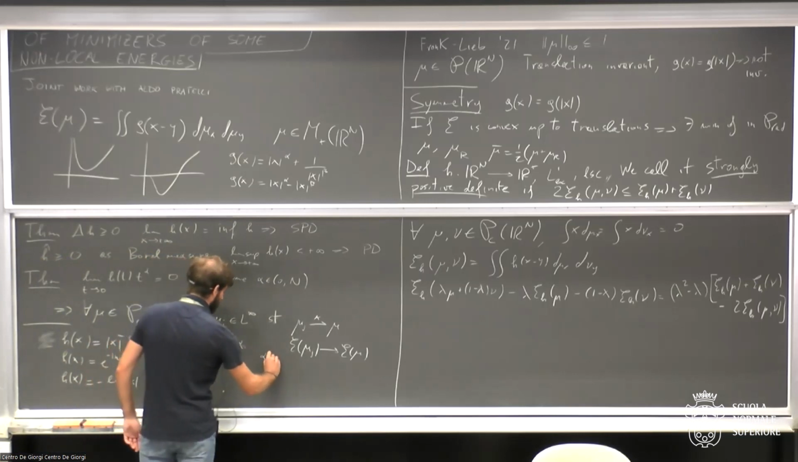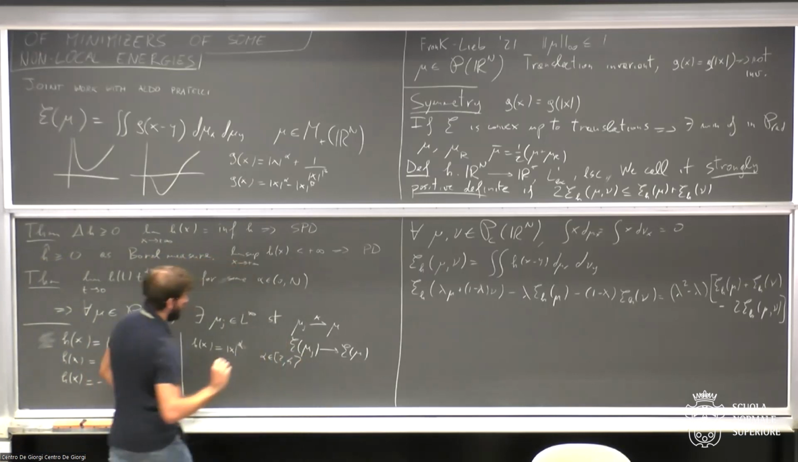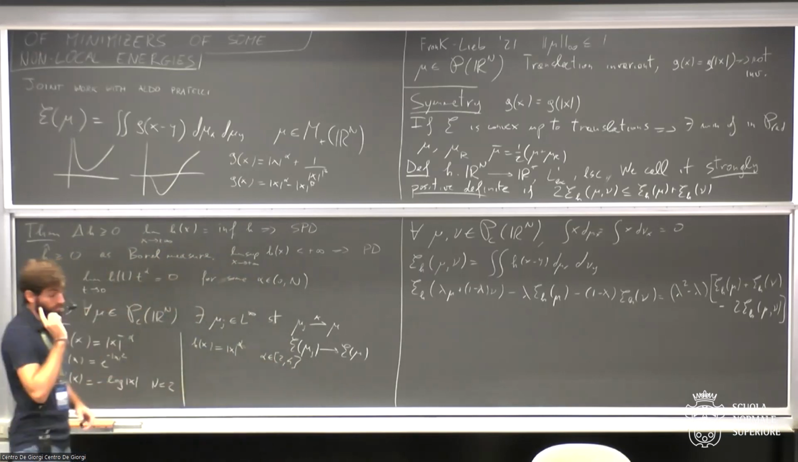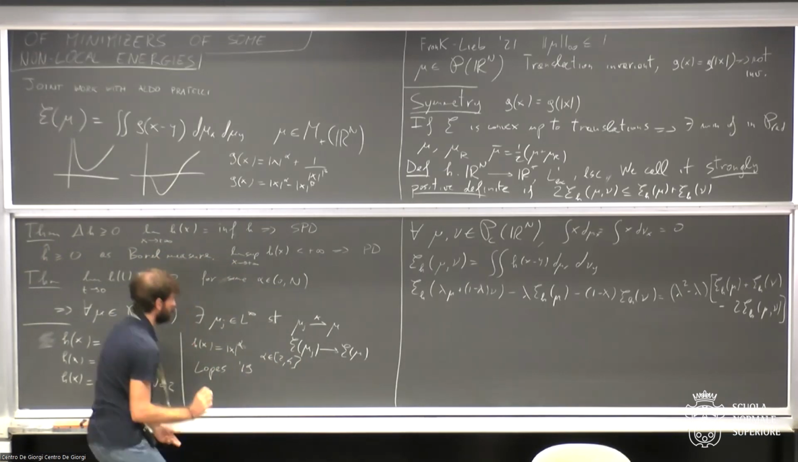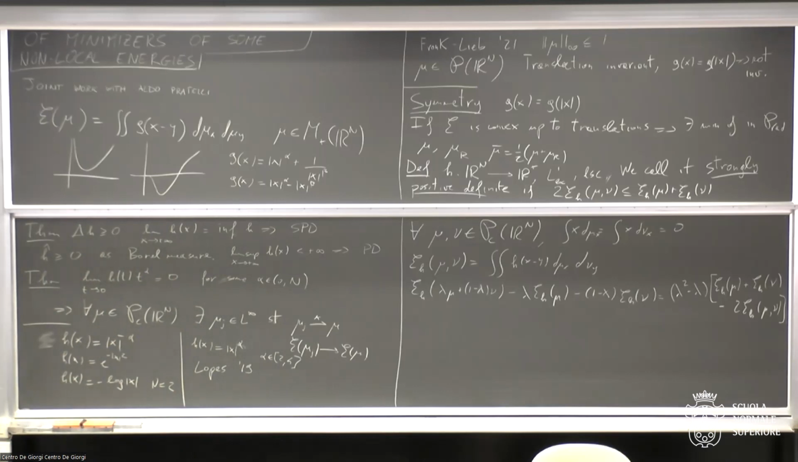With some work instead, you can say that x to the alpha with alpha in (2, 4) is strongly positive definite, and this is due to Lopez. I think it was published in 2019, not sure. And so we have very few examples of these functions that are positive definite and that diverge at infinity, and that's a bit of a problem. It is a bit restrictive, but for now, that's what we have.